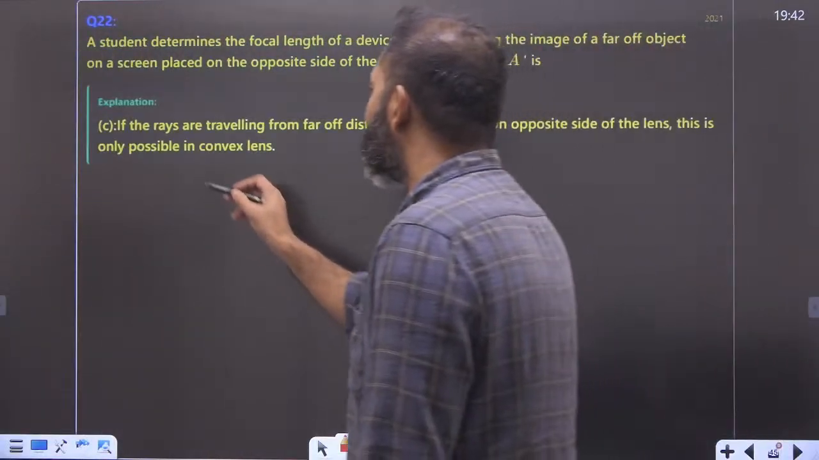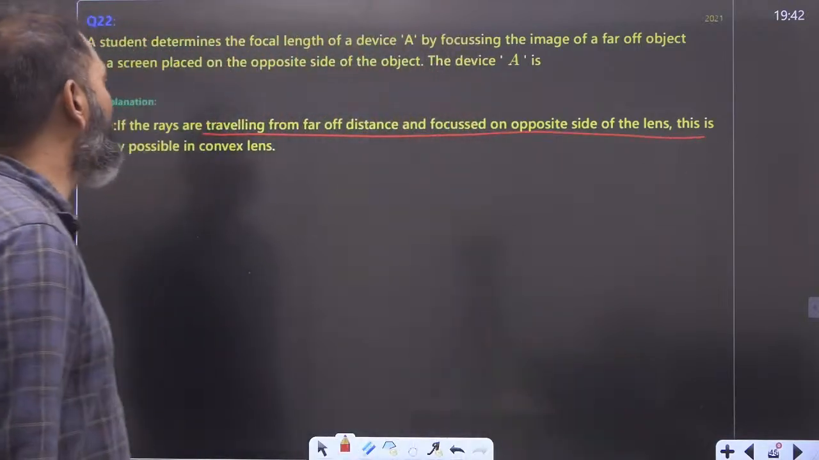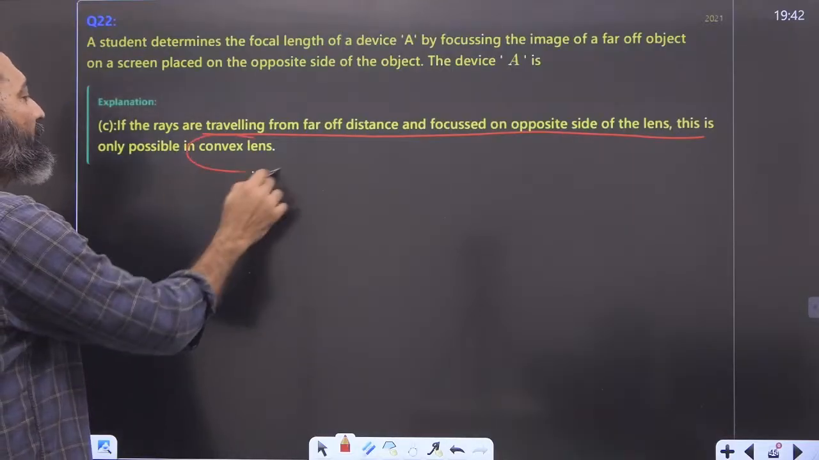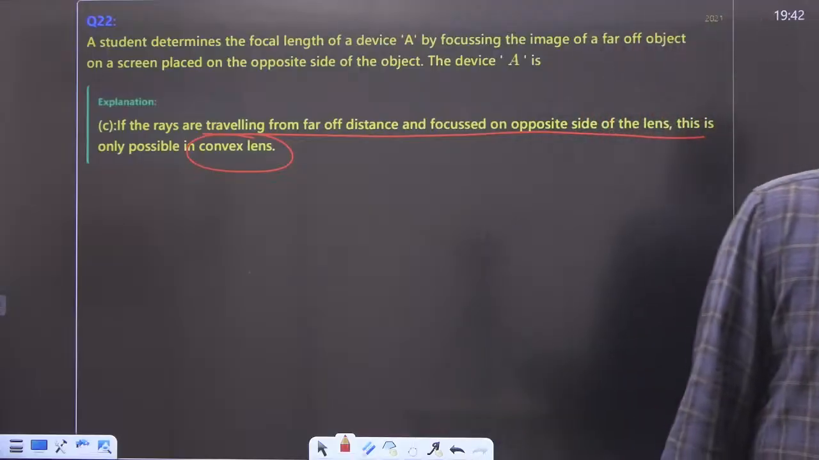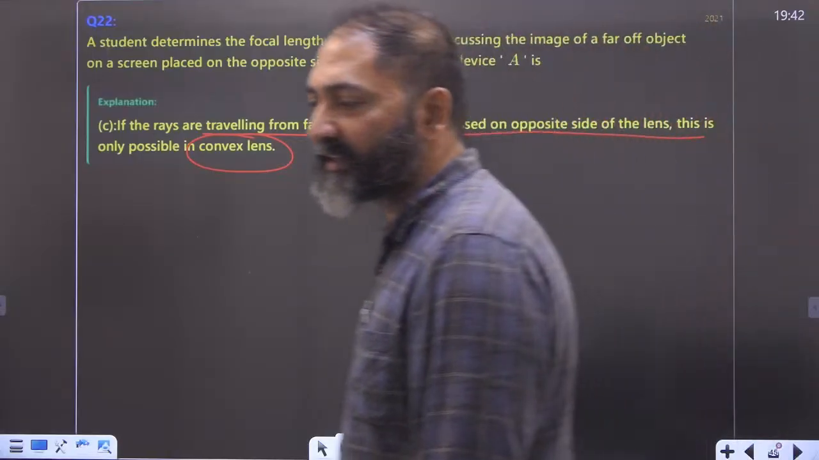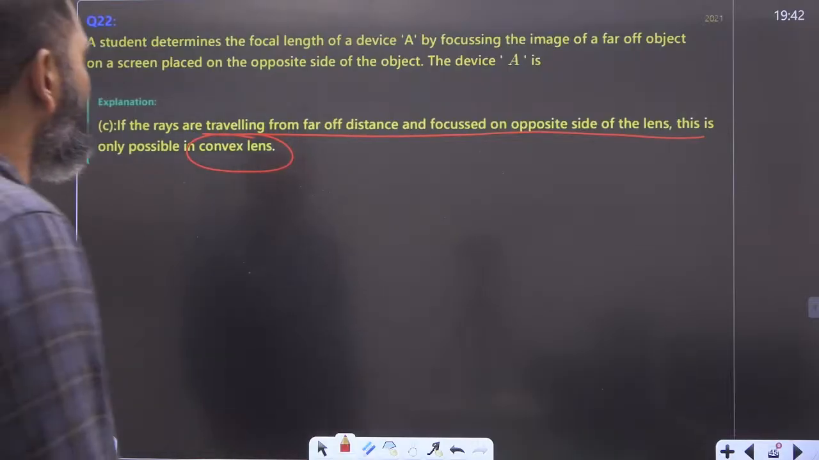ശ്രദ്ധിക്കുക, ഓപ്ഷൻ സി ആണ്. If the rays are traveling from far off distance and focused on the opposite side of the lens, this is only possible in എന്ത് ലെൻസിൽ മാത്രമേ നടക്കുള്ളൂ, കോൺവെക്സ് ലെൻസിലാണ്. മനസ്സിലായോ? വളരെ അകലെന്ന് വരുന്ന ലൈറ്റ് റേയെയാണ് കോൺവെക്സ് ലെൻസ് കൺവേർട്ട് ചെയ്യുന്നത്. അപ്പൊ ഇത് പോസിബിൾ ആവണ ഒരേ ഒരു സൊല്യൂഷൻ, കോൺവെക്സ് ലെൻസ് ആണ്. അത് മറക്കരുത്.